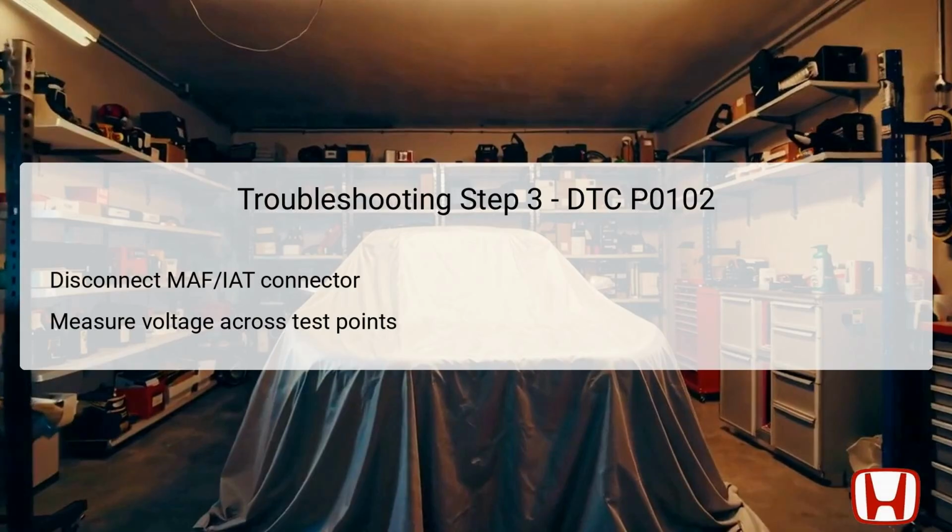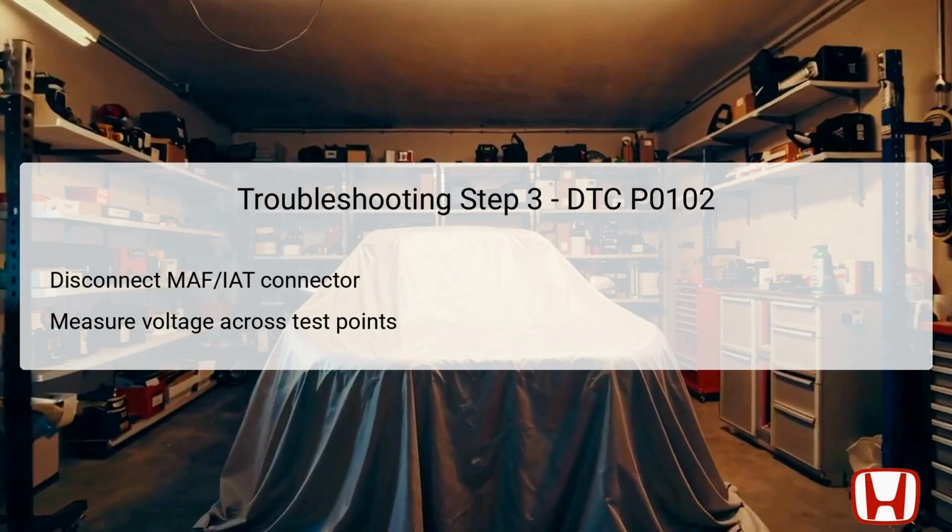In the third step of troubleshooting, the inspection focuses on checking for open wiring in the circuit. Begin by turning the ignition switch to the lock position, 0, and disconnecting the 5P connector for the MAF and IAT sensors. This disconnection is essential as it isolates the sensors from the circuit, allowing for more accurate measurements. With the connector detached, turn the ignition to the on position, 2, again. Now, measure the voltage between test points 1 and 2.